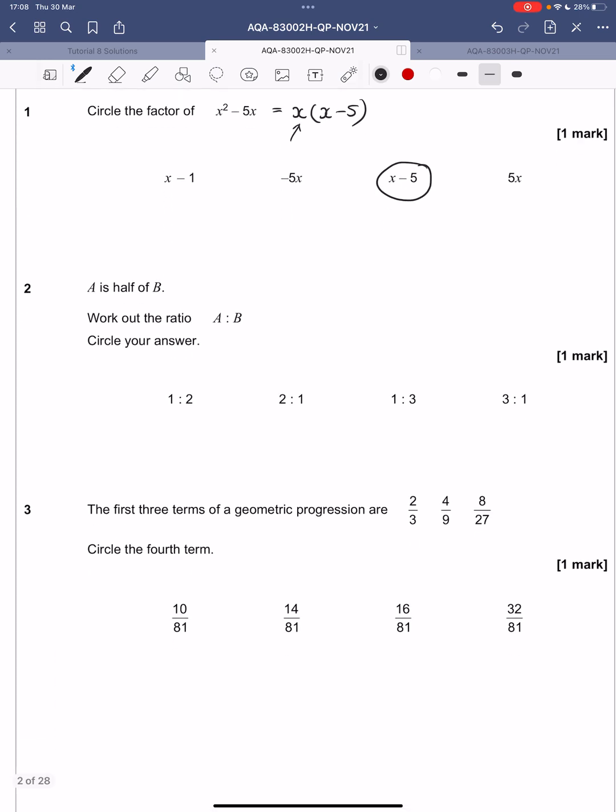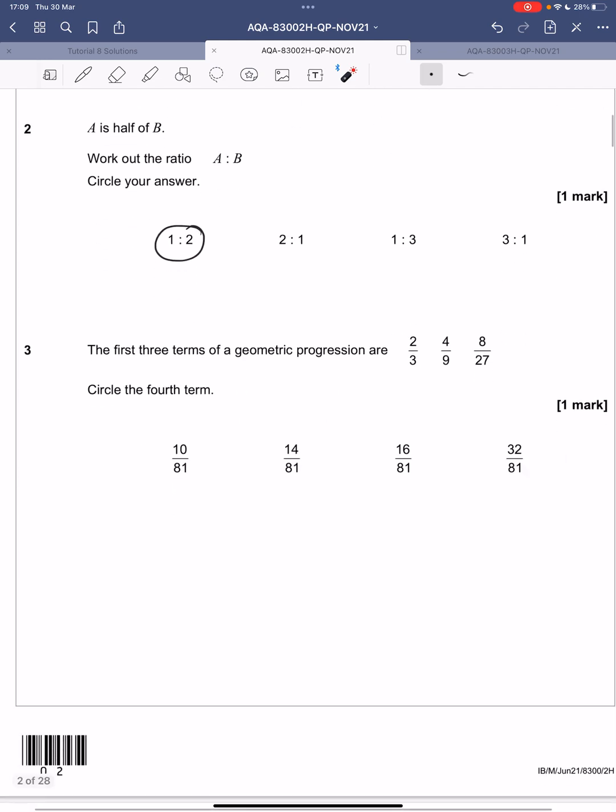A is a half of b. Work out the ratio of a to b. 1 to 2. Okay, if it's like 10 to 20, 1 to 2. Well, a is half of b.